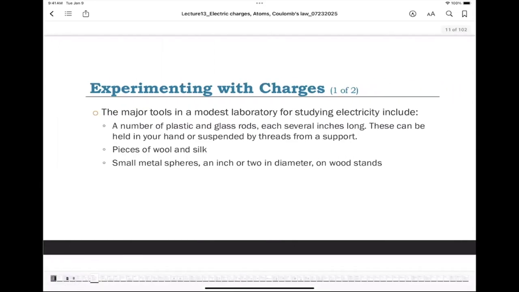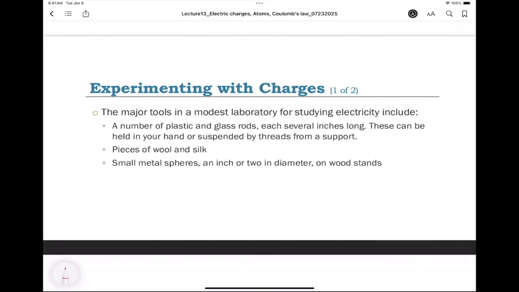Okay, let's quickly review some experiments with charges. The major tools in a modern laboratory for studying electricity include a number of plastic rods. I think you must have learned these things in high school and also in college, maybe college physics one. I'm not sure, but these are very fundamental experiments. There are some major tools you can use to study electricity.